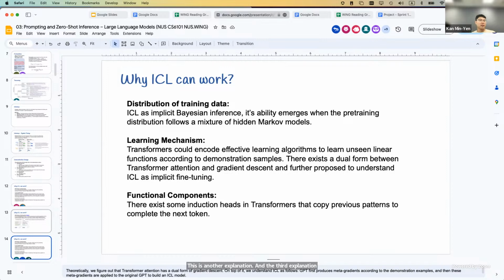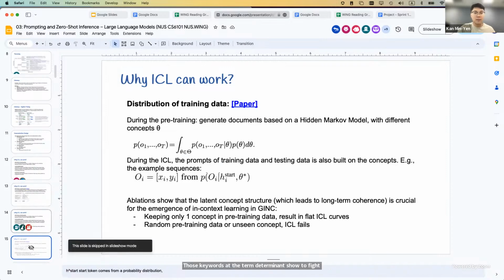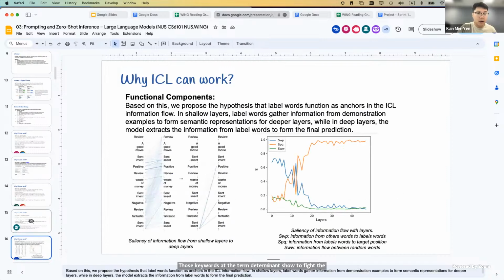And the third explanation is the functional components. They're saying that there exist some induction heads in the transformer that will copy the previous pattern to complete the next token. So how to understand this? In other words, it's saying that the transformer has the capability to pick up the keywords, and those keywords are determinative to the final outcome. So for example, I show an example here. This is the experiment. They check the information flow from the keywords to other words.